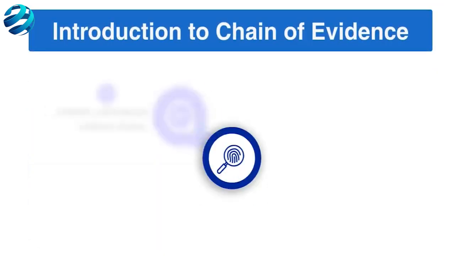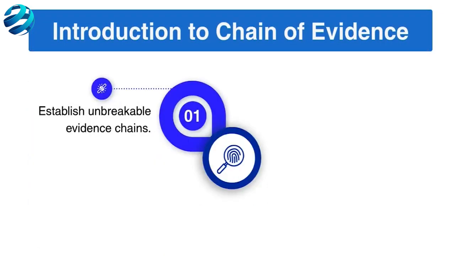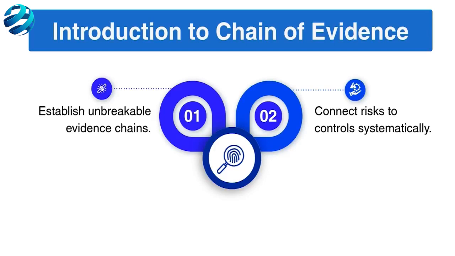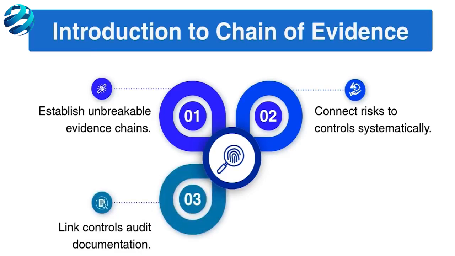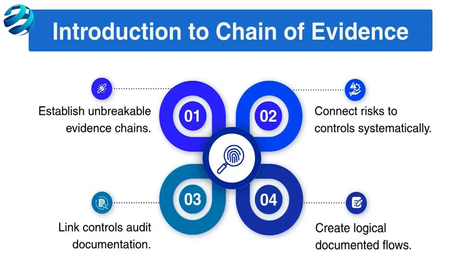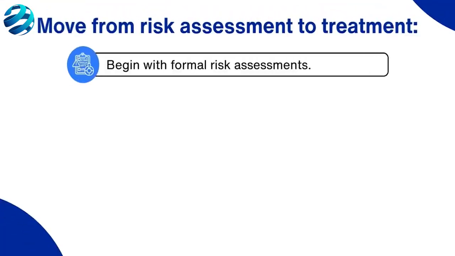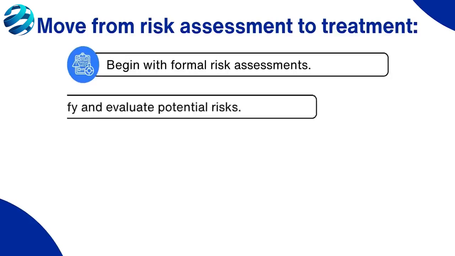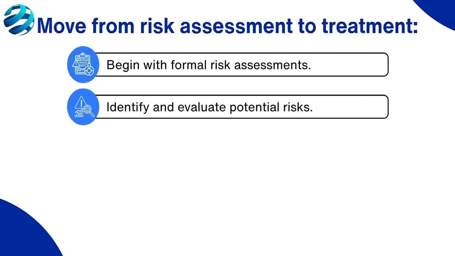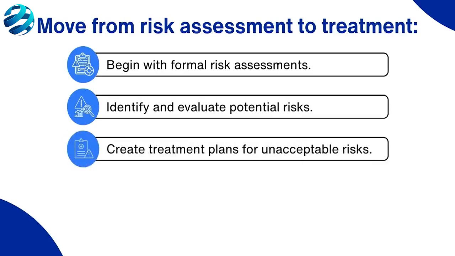There is a direct and unbreakable chain of evidence connecting risk, controls, and audit documentation. This logical flow must be clearly documented to pass an audit. The process begins with a formal risk assessment, guided by a standard like ISO 27005, which identifies and evaluates potential risks. For risks that are deemed unacceptable, the risk treatment plan is created.